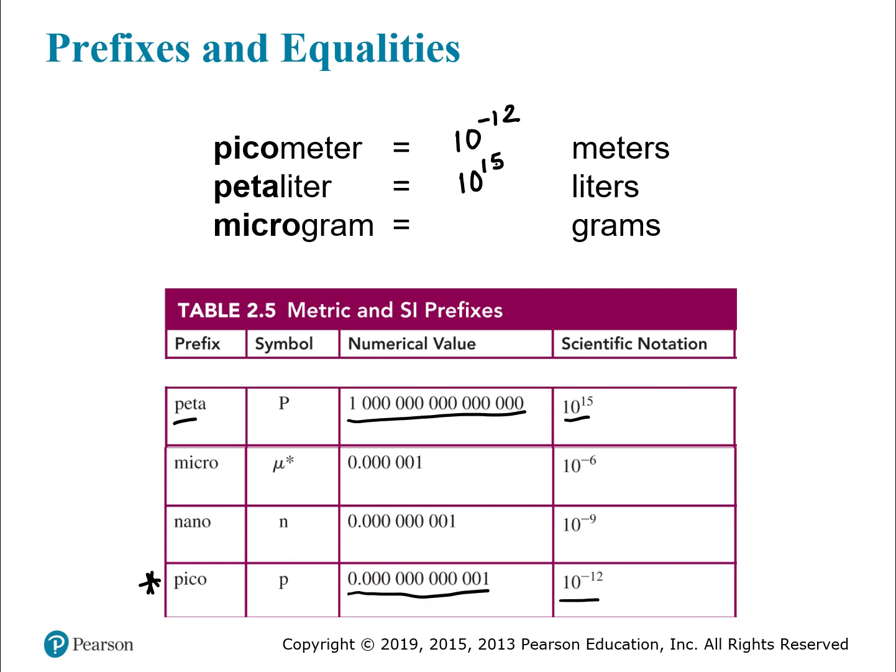And finally, microgram. You can see it as that, or with the little mu that has the tail. Micro means 10 to the minus 6. So that's 10 to the minus 6 grams. That's how you can go from the prefix to writing an equality. We'll do more practice of that in class, but make sure that you can read the table to be able to make an equality.